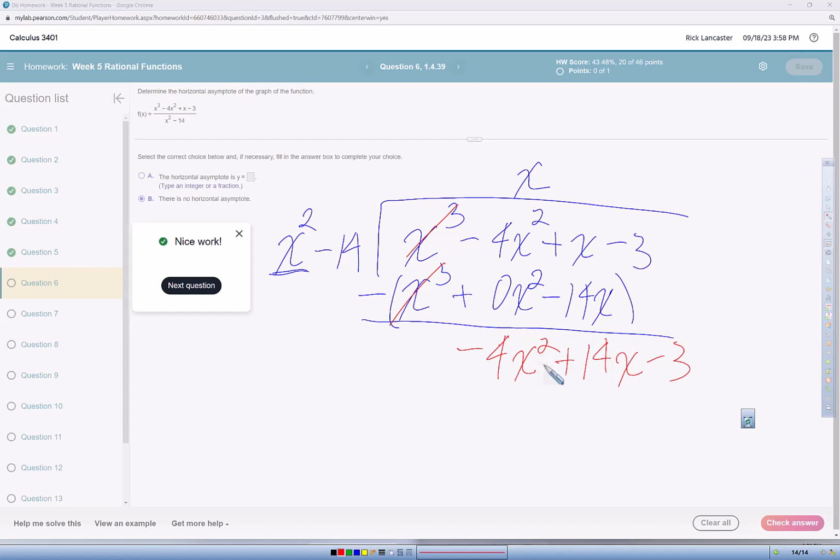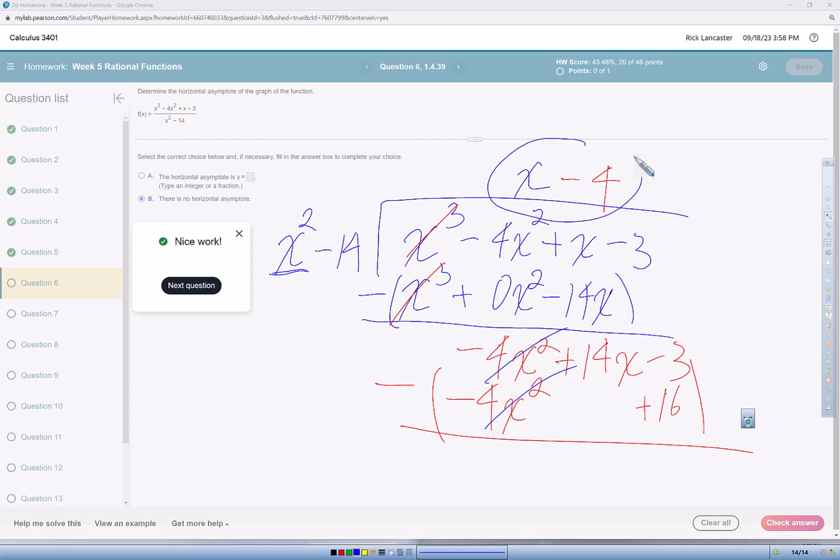So what do we need to multiply this by to get negative 4x? Well, that's negative 4. Negative 4 times x squared is negative 4x squared, then negative 4 times negative 14 is positive 56. This is a subtraction step, so we cancel this. And we're going to stop here because all we need is this linear term. So our oblique asymptote is y equals x minus 4.